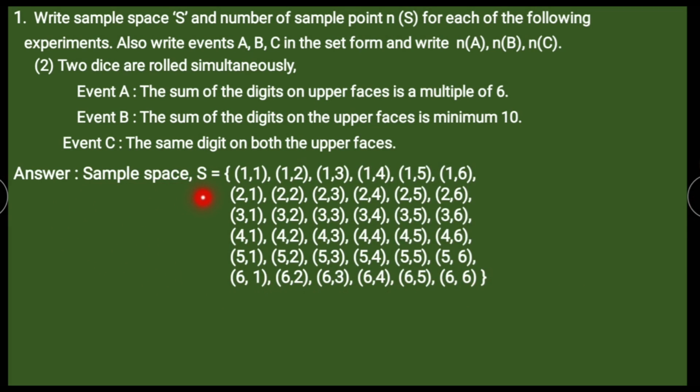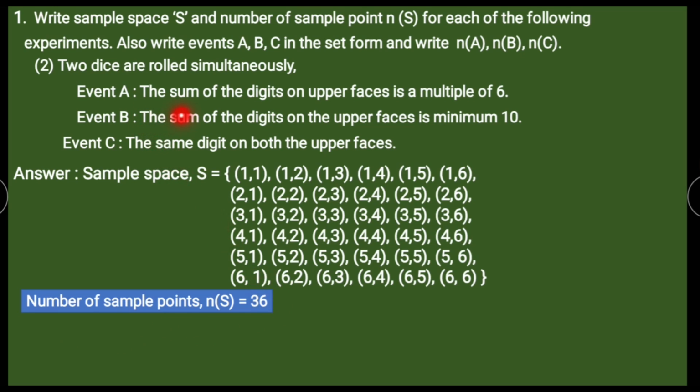So write in the answer, sample space S equals, in ordered pair form: (1,1), (1,2), (1,3), (1,4), (1,5), (1,6), (2,1), (2,2), (2,3), (2,4), (2,5), (2,6), (3,1), (3,2), (3,3), (3,4), (3,5), (3,6), (4,1), (4,2), (4,3), (4,4), (4,5), (4,6), (5,1), (5,2), (5,3), (5,4), (5,5), (5,6), (6,1), (6,2), (6,3), (6,4), (6,5), (6,6). So the total number of sample points in the sample space is 36. So n of S equals 36.